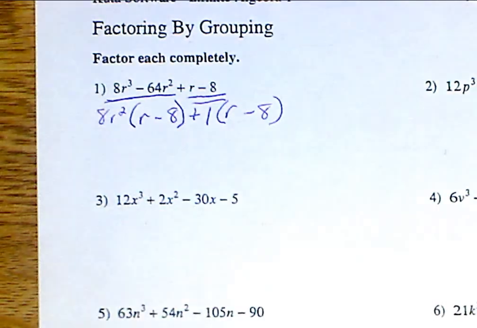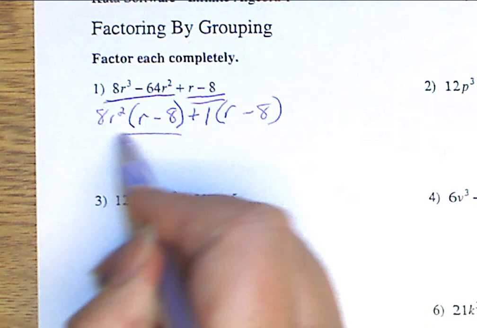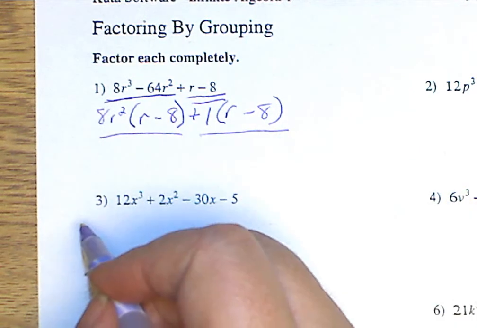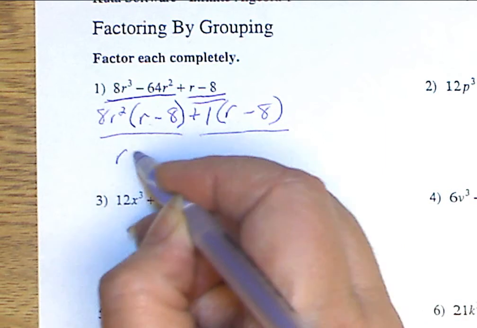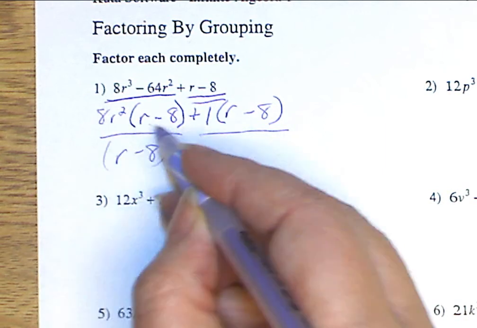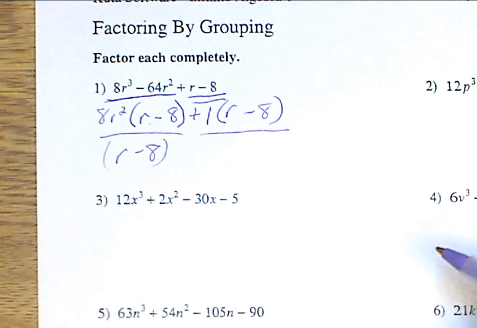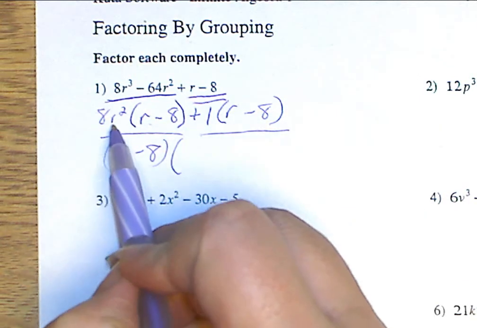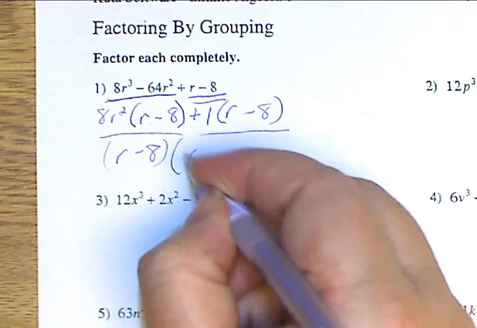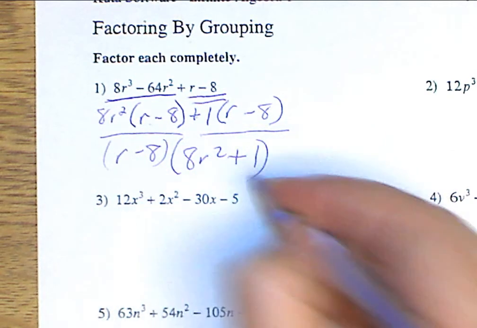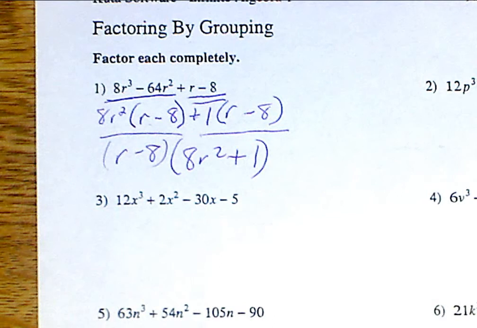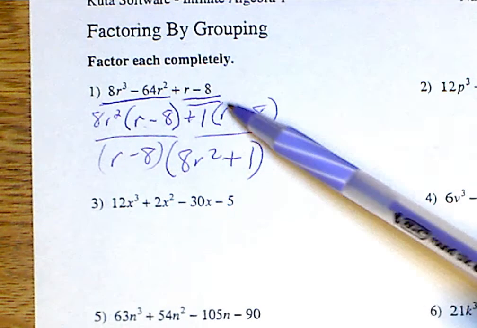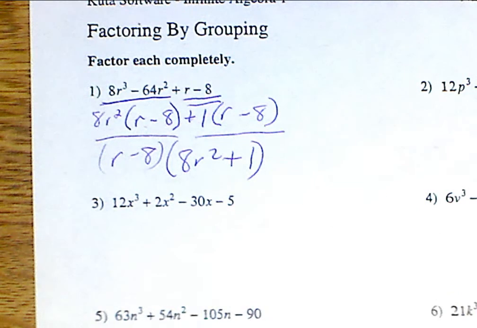Then you look to see what does the first have in common with the second? R minus 8. If you did it right, the ones in parentheses are going to be the same. Then what's left over? 8r squared plus 1. Now, it's separate. The only difference is now it can start with the second. It can start with that.